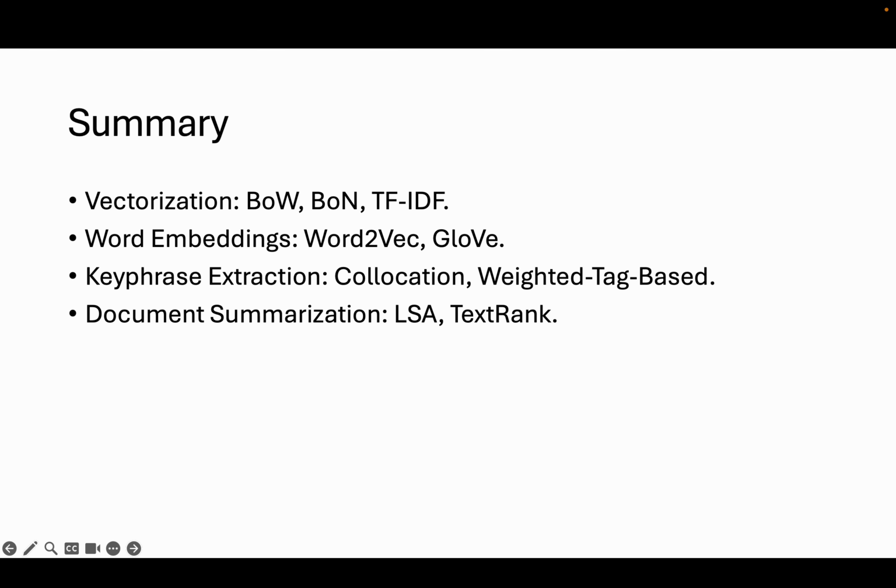To summarize, we covered vectorization techniques such as bag of words, bag of n-grams, and TF-IDF, which convert text into numerical data. We also explored word embeddings like word2vec and GloVe that capture semantic meaning. We also discussed key phrase extraction methods and summarization techniques like LSA and TextRank. These tools are fundamental for various natural language processing applications.